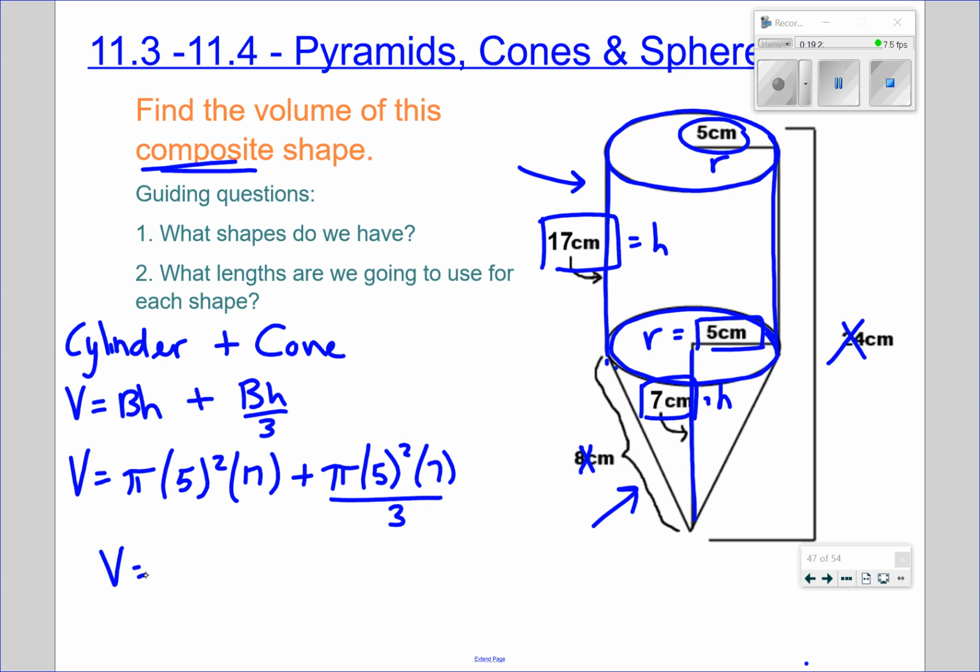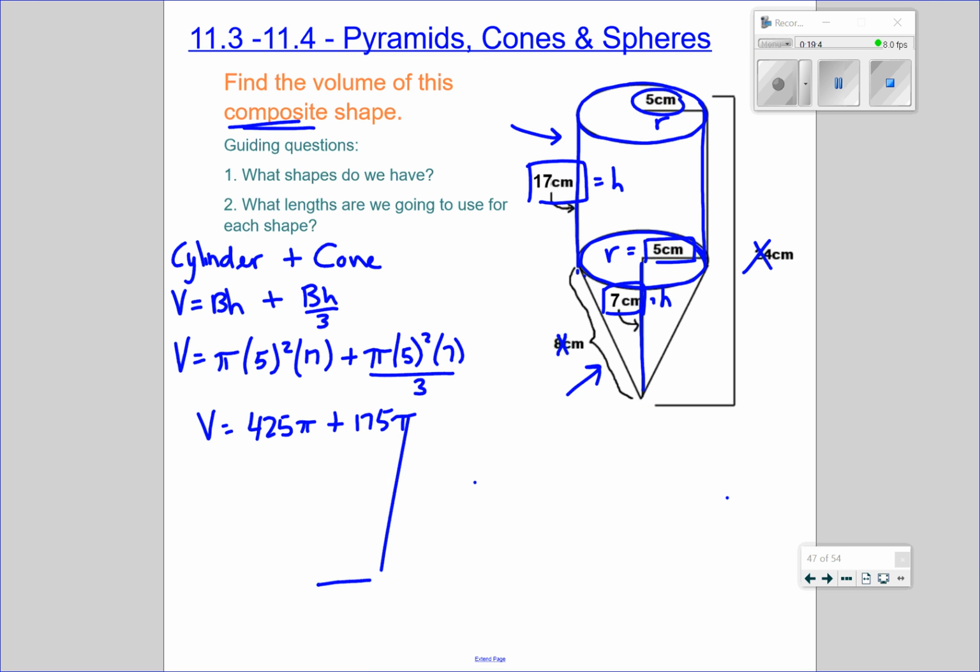This would be 25 times 17. And when you do 25 times 17, you get 425. So this would be 425 pi plus, now here we're going to do 25 times 7, and that's going to be 175. So this would be 175 pi.